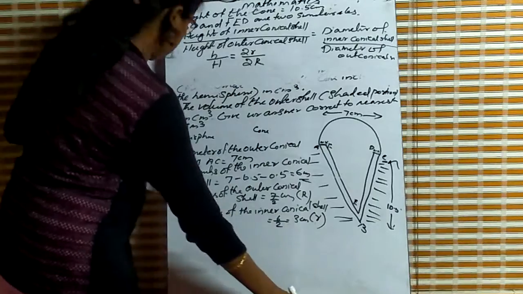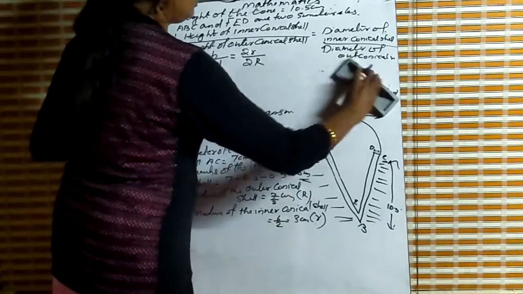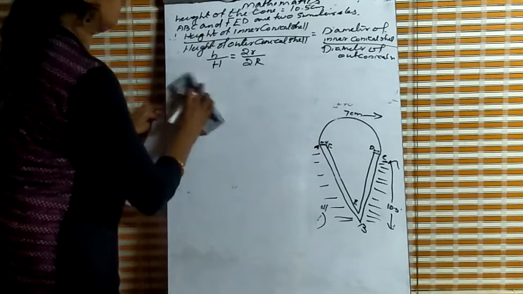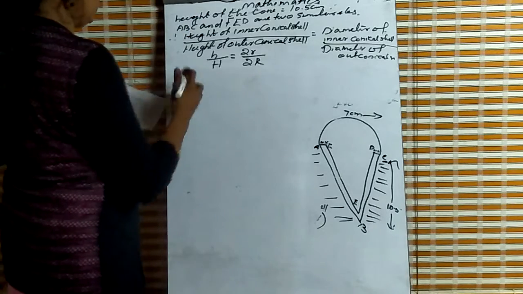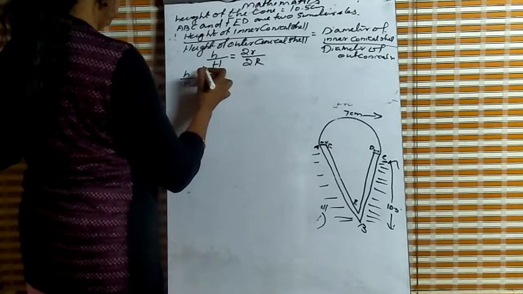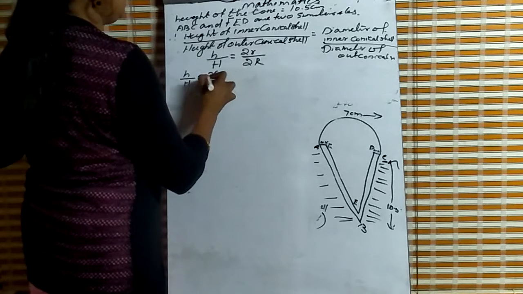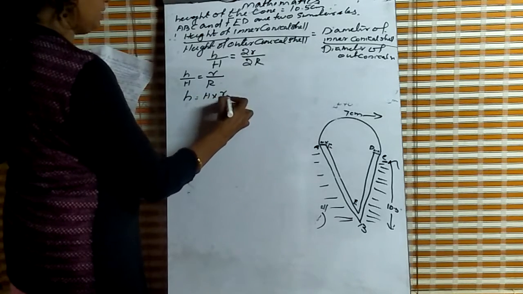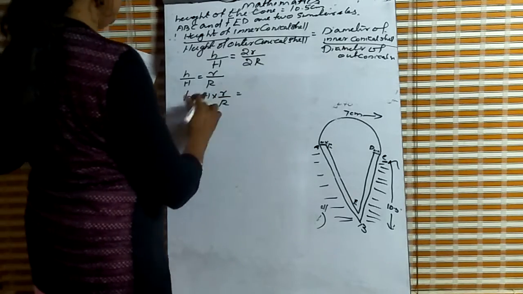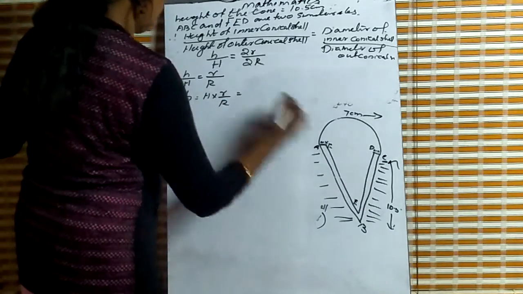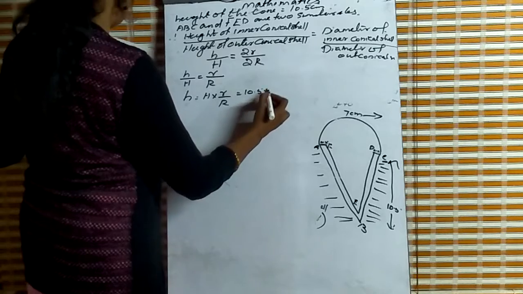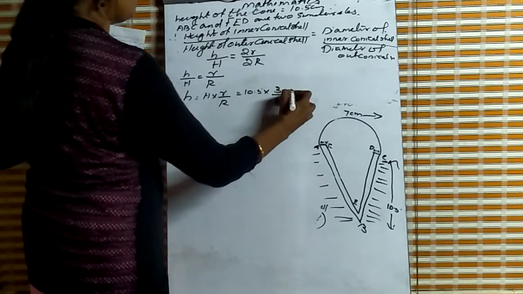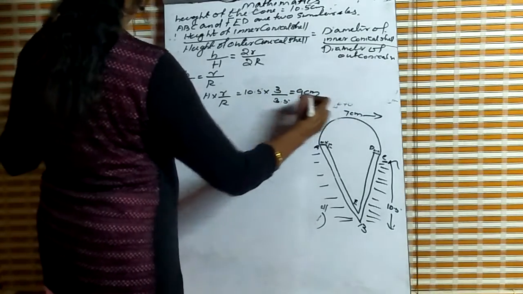The 2 cancels. So small h by capital H is equal to small r by capital R. So small h is equal to H into r by R. What is H? Capital H is 10.5. 10.5 into small r, which is 3, divided by capital R, which is 7 by 2, 3.5, is equal to 9 centimeter.